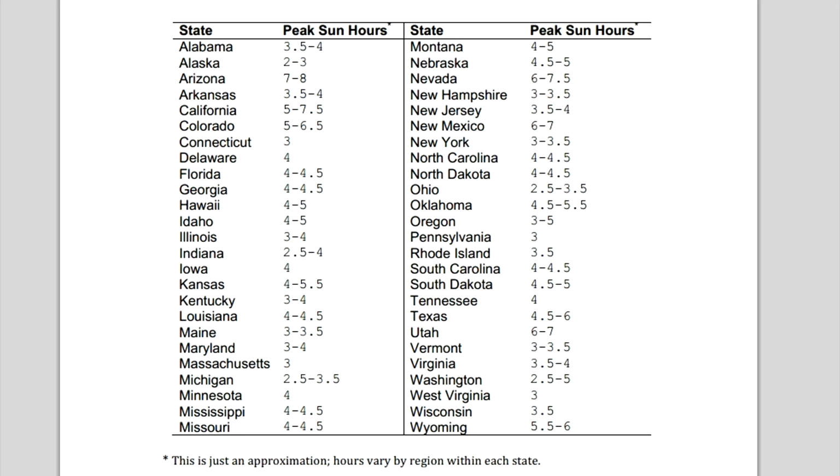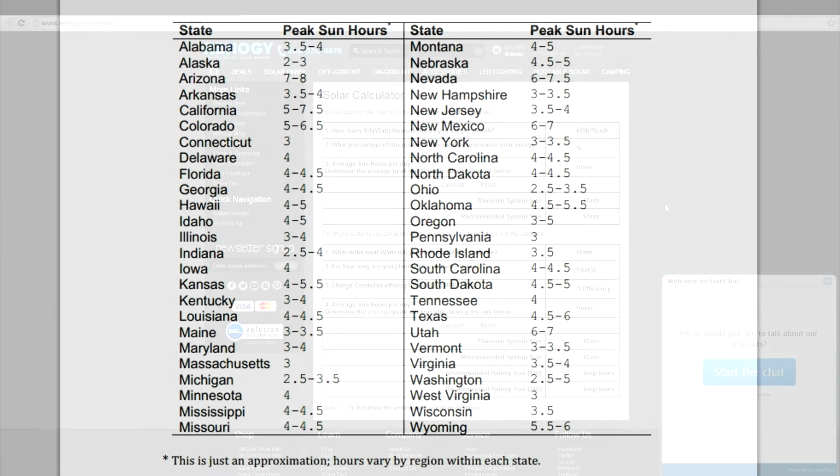You can use any value between these numbers in the calculator for estimating, but we recommend using the lowest available value so that you are planning your system for the worst case scenario. Since we are located in Chino, California, I'll be using the California values throughout this video. As you can see, California receives 5 to 7.5 peak sun hours a day.